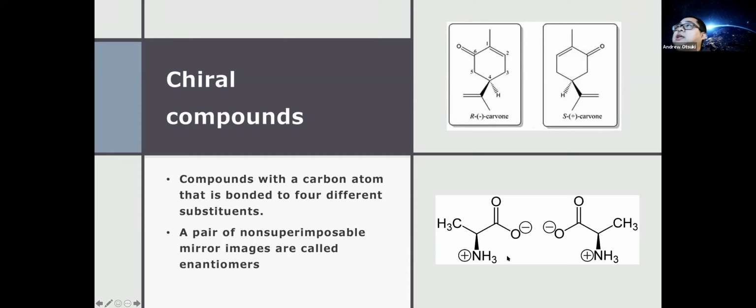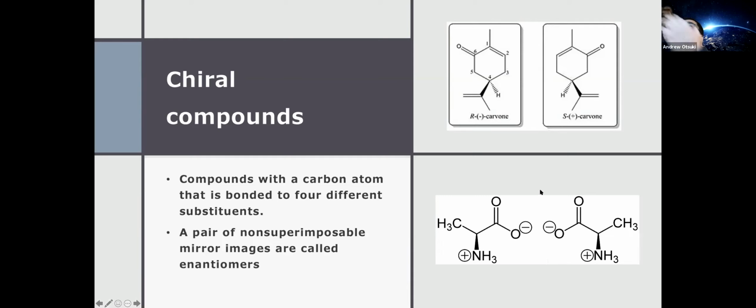So here is alanine. See how they are mirror images as well. One is R alanine and one is S alanine. And see, if we try to flip it over to this mirror image, they do not line up. So they're also enantiomers.